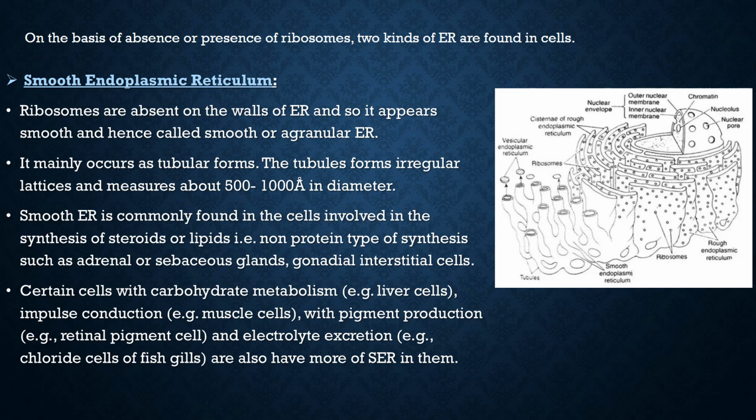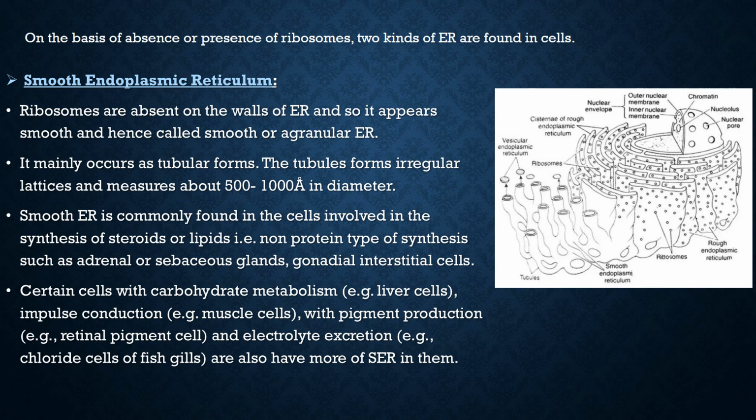Smooth endoplasmic reticulum. Ribosomes are absent on the walls of endoplasmic reticulum, and so it appears smooth and hence is called smooth or agranular endoplasmic reticulum. It mainly occurs as tubules, forming irregular lattices and measuring about 500 to 1000 angstrom in diameter.